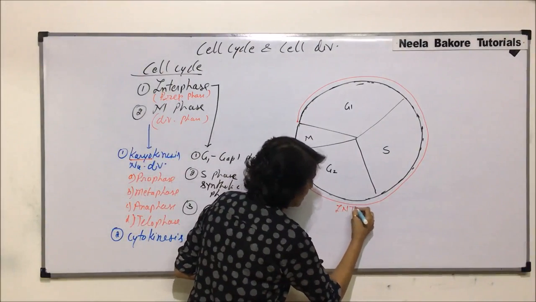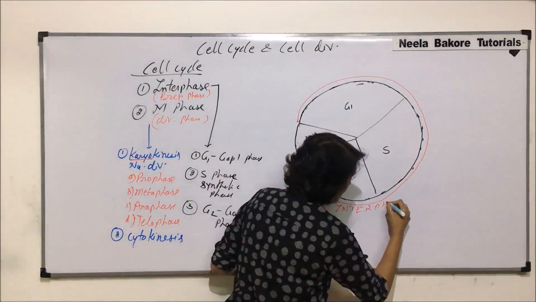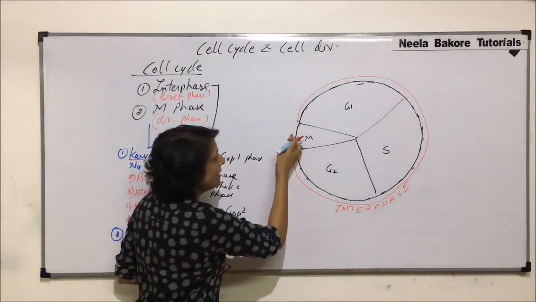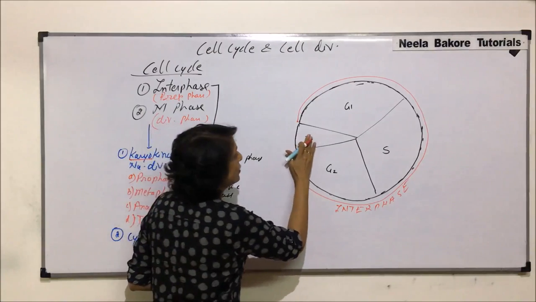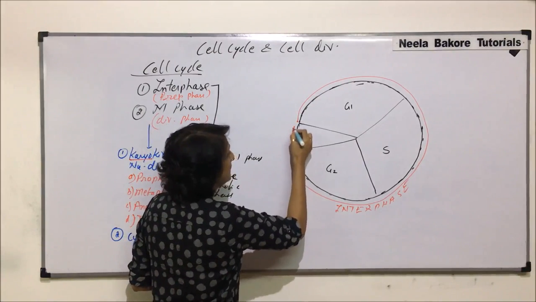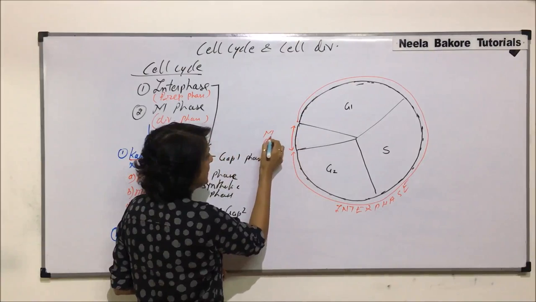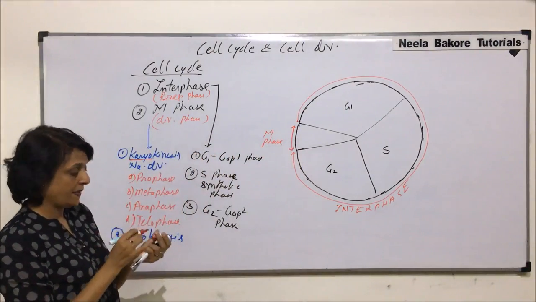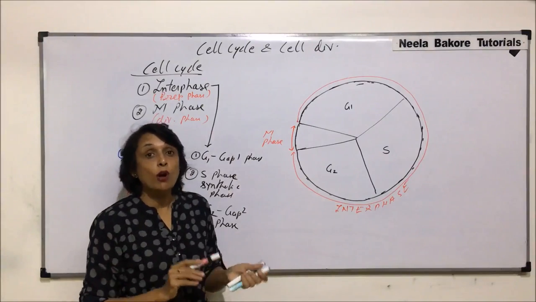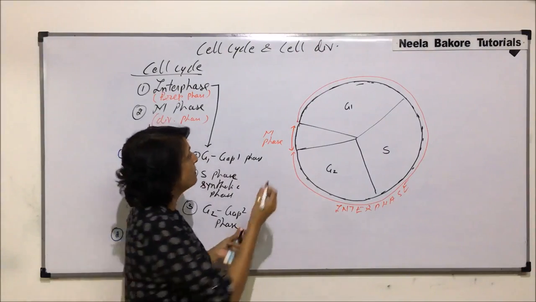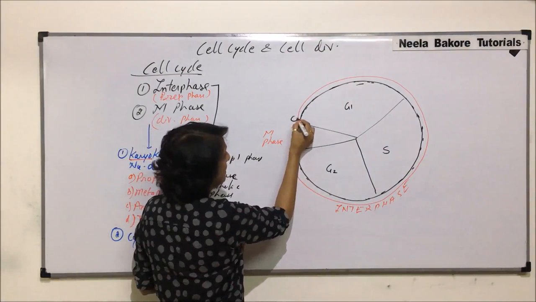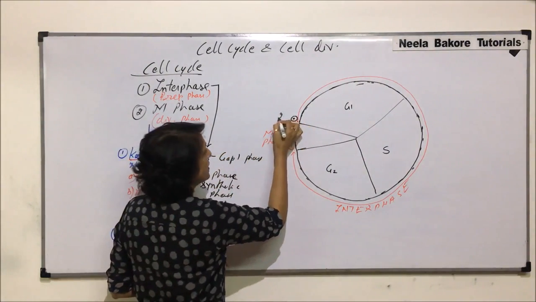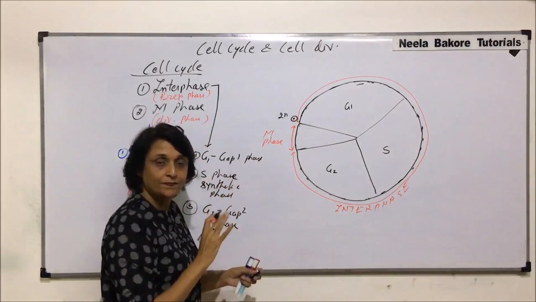So this is interphase. And only this is the division phase. So this phase is actually the M phase, which is where the cell is actually going to divide. Now, what all changes are going to take place here? A cell which enters the cell cycle, it is a typical diploid cell.